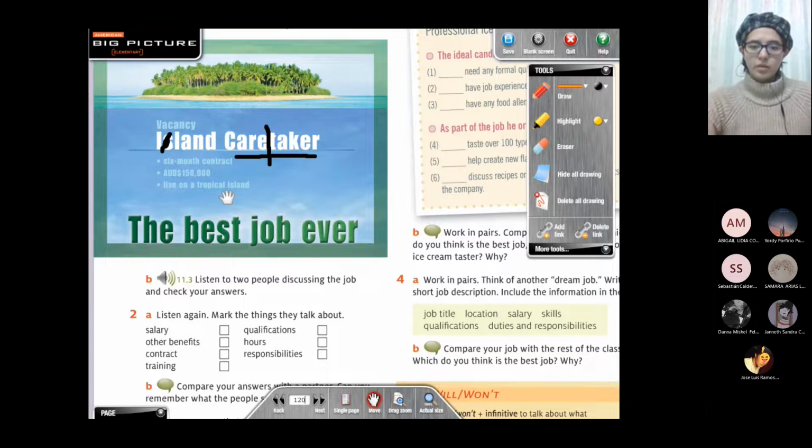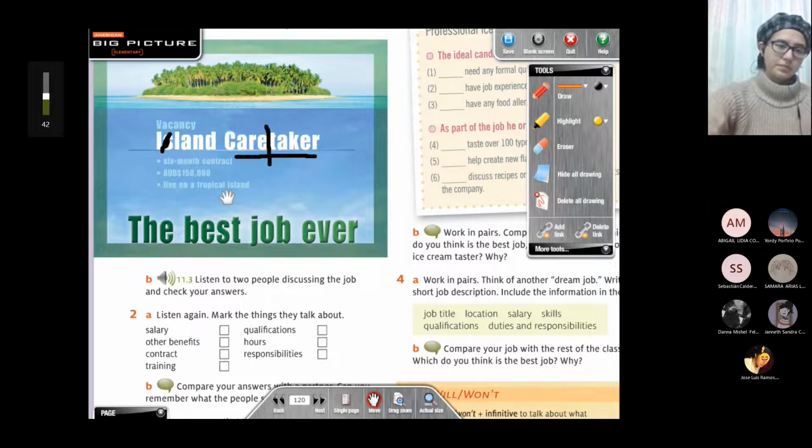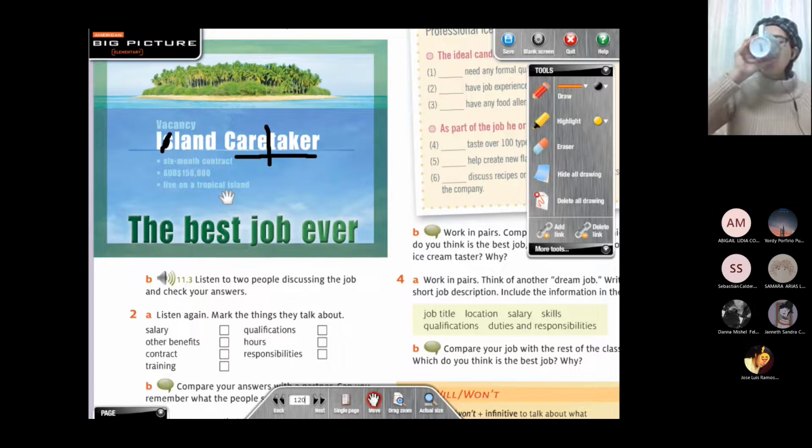Well, yes, the caretaker will also write a blog about his or her life on the island. He or she will take photos and videos of all the wonderful beaches and fantastic things to do on the island, and all the other tropical islands around. Ah, I see. That will really be the most important part of the job. They want to attract more visitors to these beautiful islands.